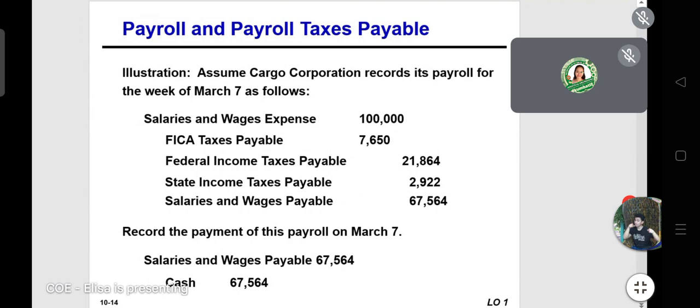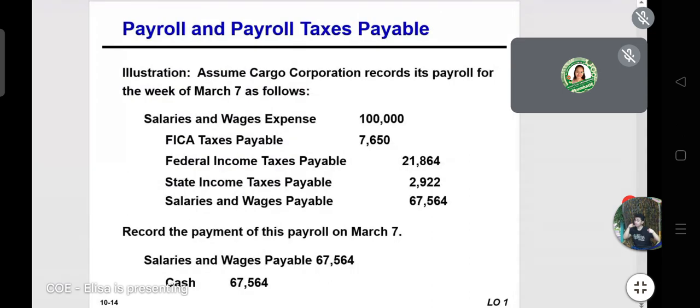So it could be here Pag-ibig, it could be here PhilHealth, it could be here SSS contribution. Assuming these are the deductions, the remaining amount will be considered as salaries and wages payable. So only that is reflected as salaries and wages payable. And then another part will be reflected as Pag-ibig payable, SSS payable, and PhilHealth payable. And all these three payables will be remitted next month, whatever the amount, the payment is next month.